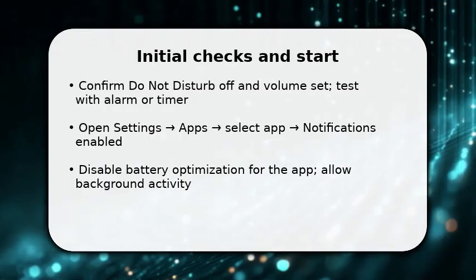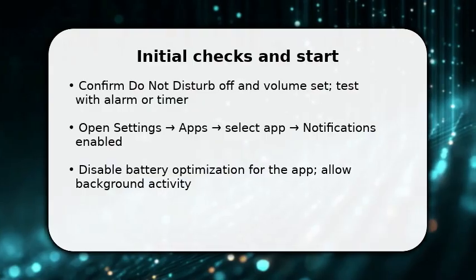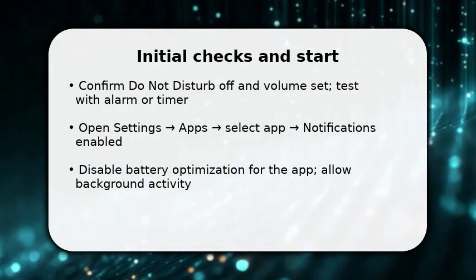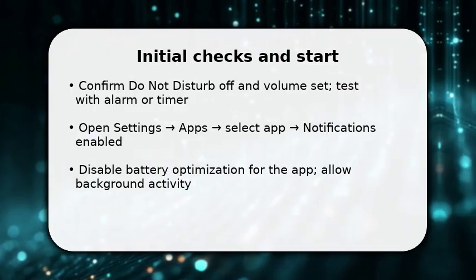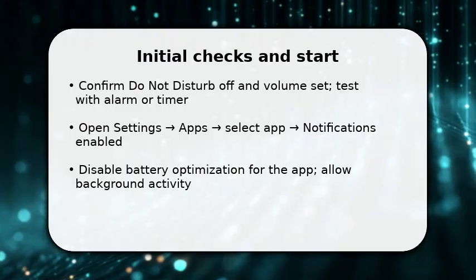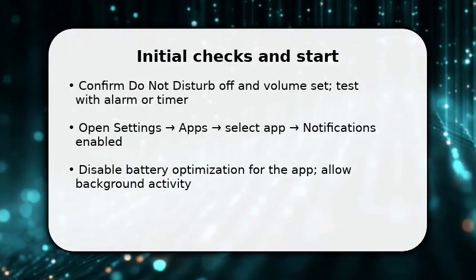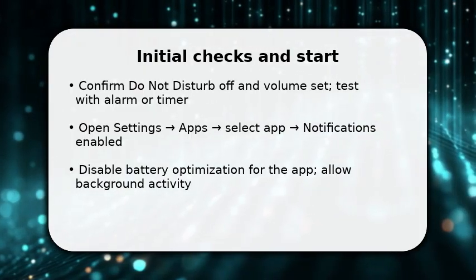You're starting with the essential checks so you get results fast. First, make sure Do Not Disturb is off and volume is audible, then open Settings and go straight to Apps. Select the affected app and confirm notifications are toggled on. Grant alerts permission if prompted.